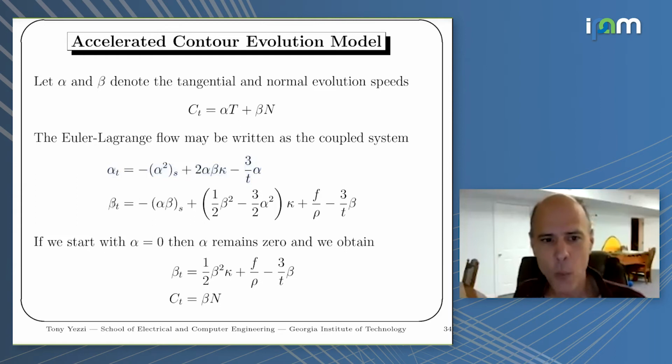So now I can just look at the evolution of the normal speed. In general, both of these are coupled to each other, and the normal speed is coupled to the tangential speed. But if I take the special case where I set the tangential speed to 0, then I get the following reaction equation for the evolution of the normal speed. As you can see, it depends on the curvature of the curve. So if I know how the normal speed is evolving, I can split this into a simultaneous evolution of the curve according to its normal speed, and an evolution of the normal speed itself.